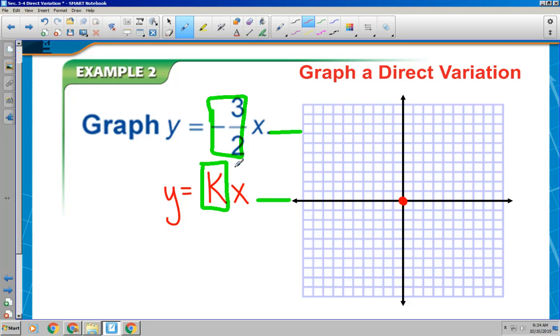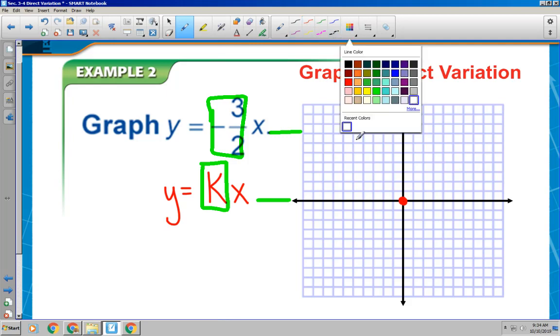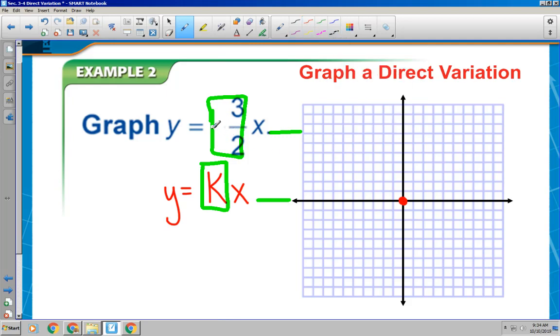Now, how do I handle k? Well, I handle k the same way I handle a slope. So if you think about this negative, if we take this negative out of the middle and give it to the value on the top, remember you've got to place it on the top or the bottom. If we give it to the top, we're down 1, 2, 3, and to the right 2.